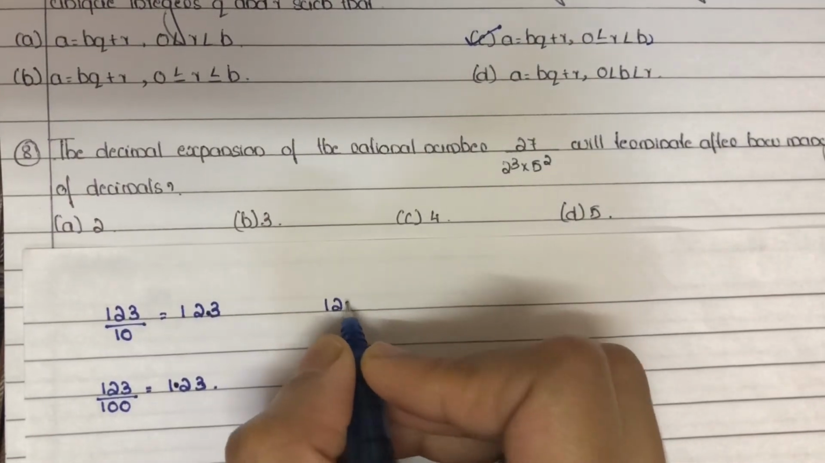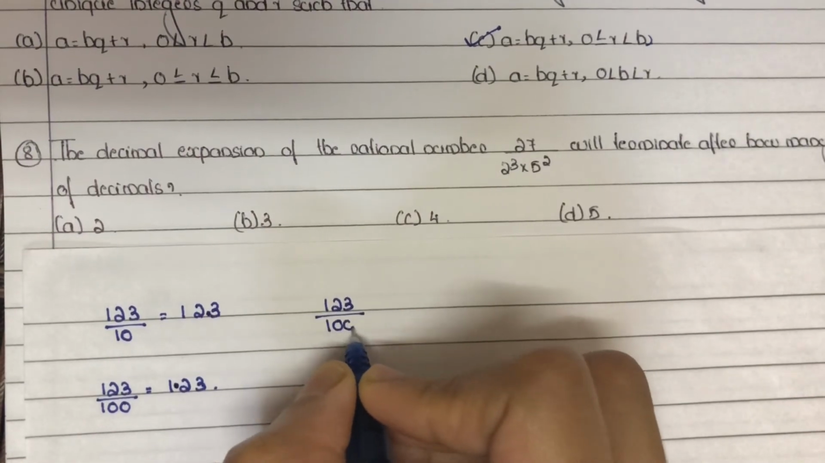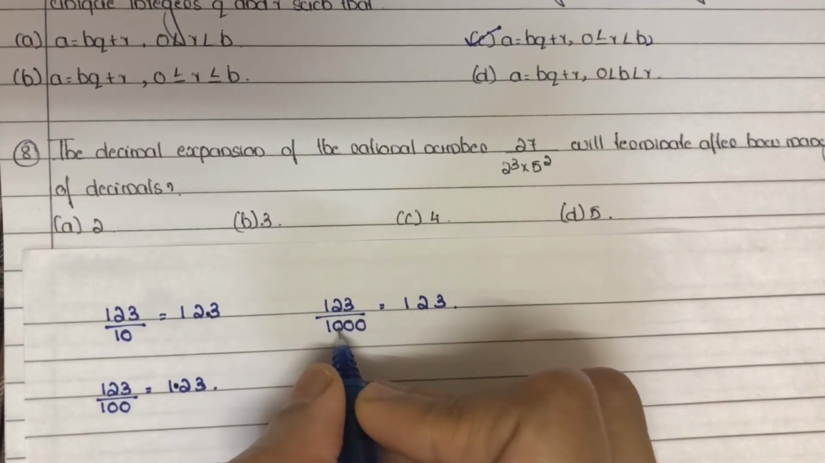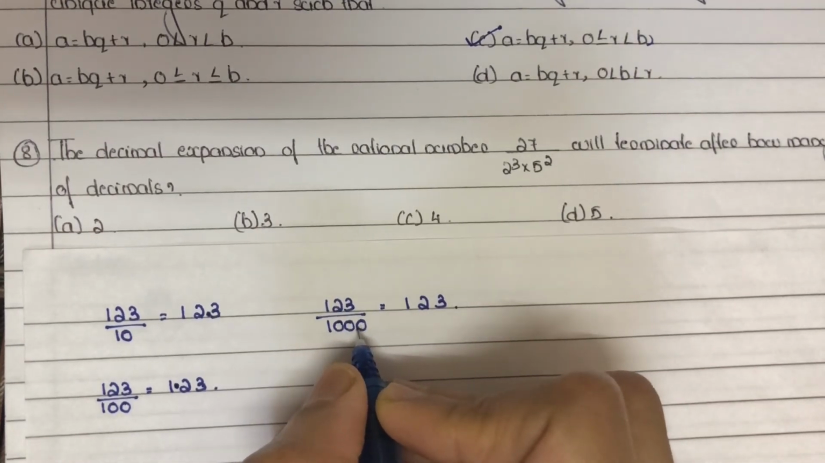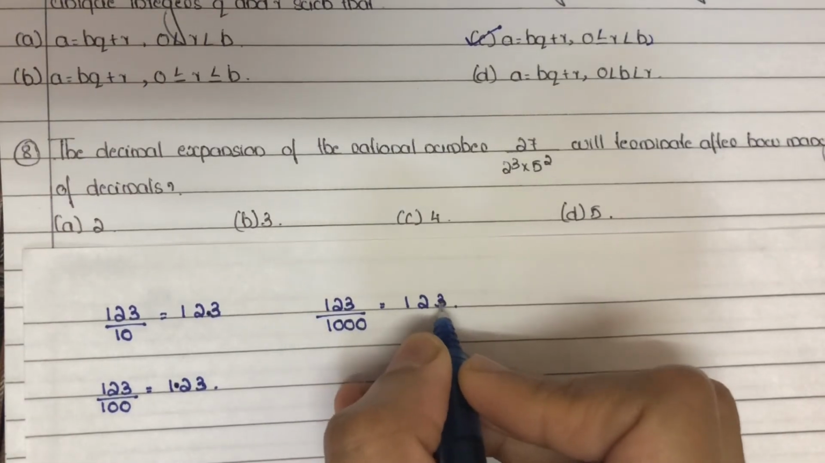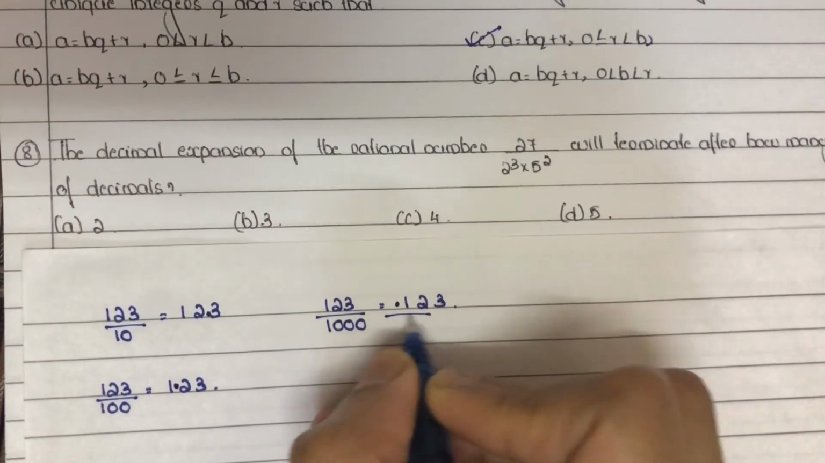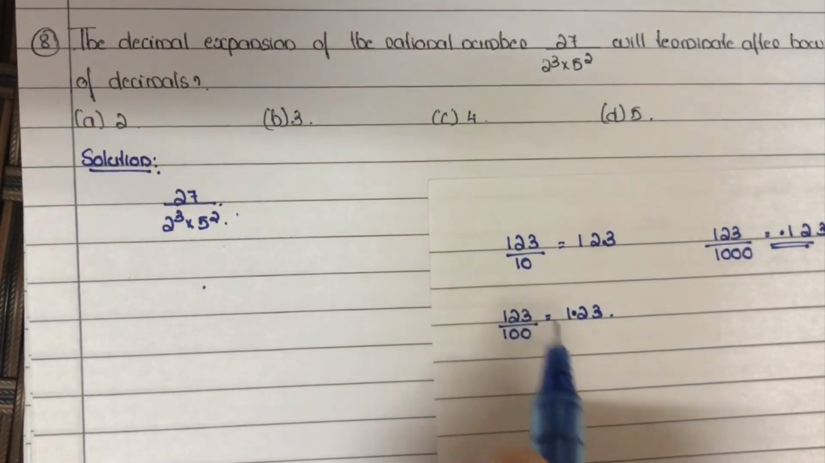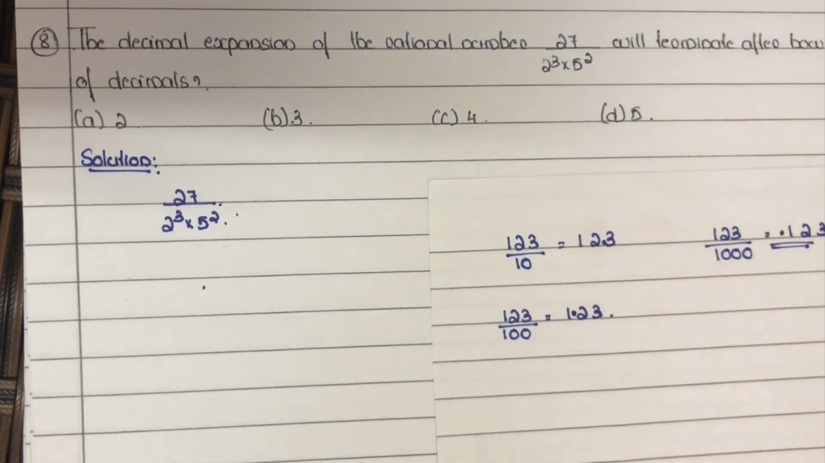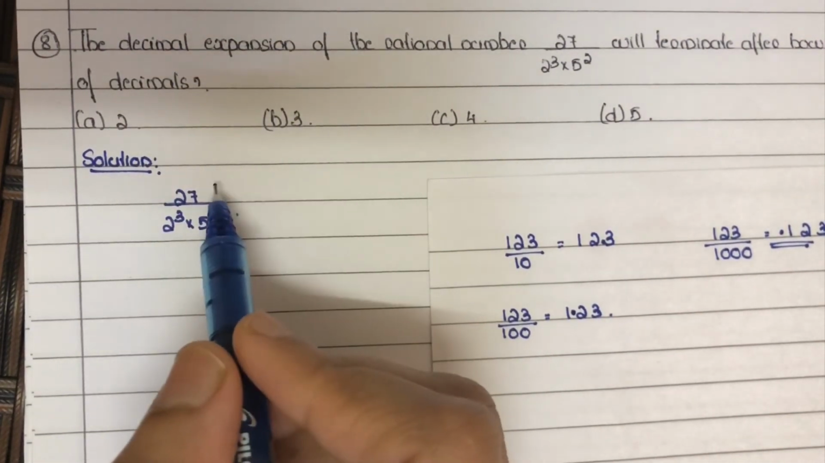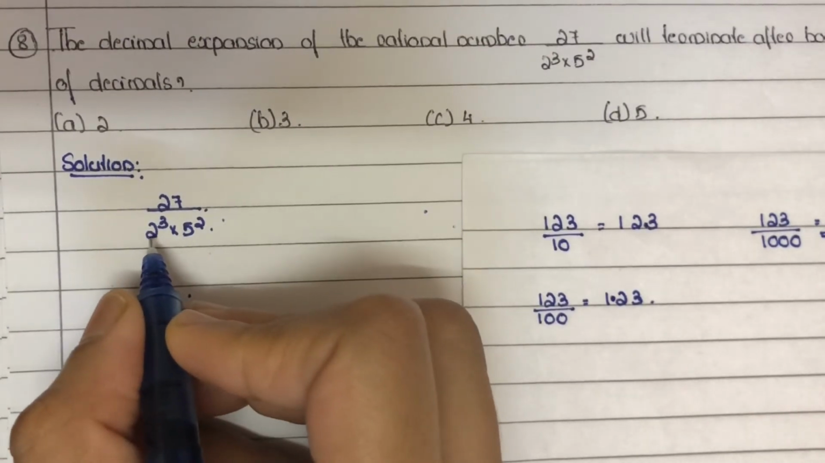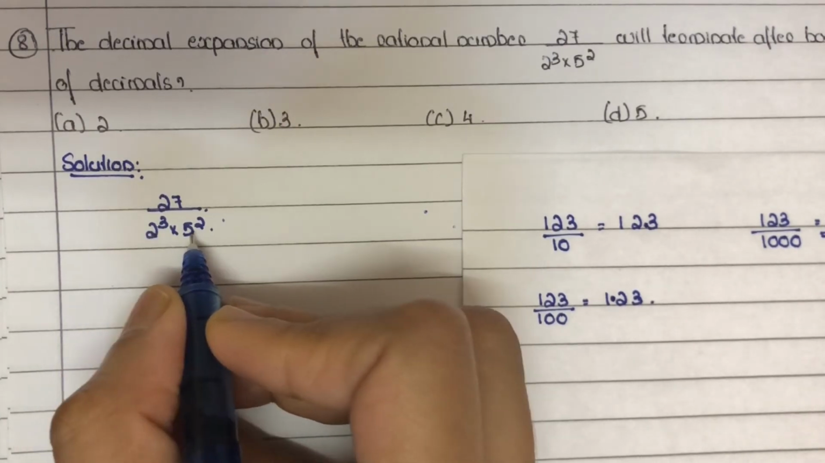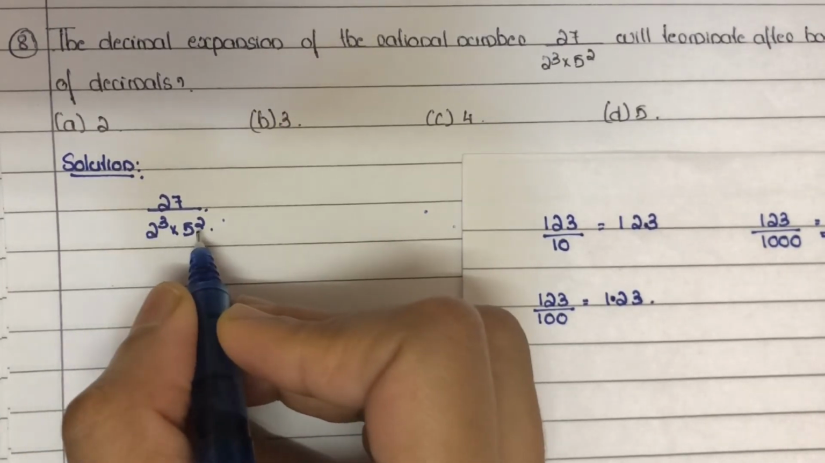Next, 123 by 1000. Now here also, in the denominator 3 zeros. So after the decimal 3 digits. 1, 2, 3. The answer is 0.123. So if the denominator is 10, 100, 1000, etc., then it is easy to find out the decimal expansion of the rational number, right? And here in the denominator 2 and 5 are the factors, and we know that 2 into 5 is 10. Here three 2's and two 5's.